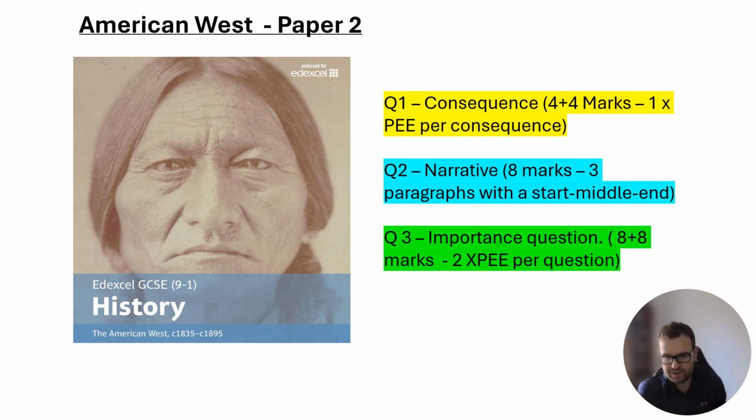Second question is your narrative. Remember, just structure it, start, middle, and end throughout. And question 3, you get a choice of 3 questions, and you need to pick 2, and they're marked 8 marks each. So they're P paragraphs, so 2 P paragraphs for each importance question.